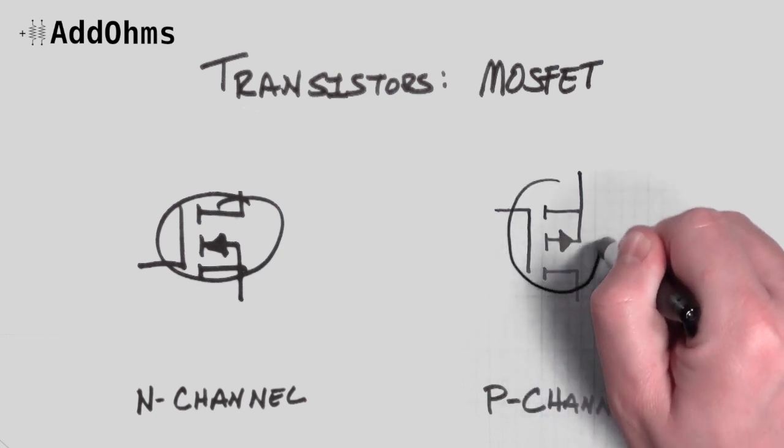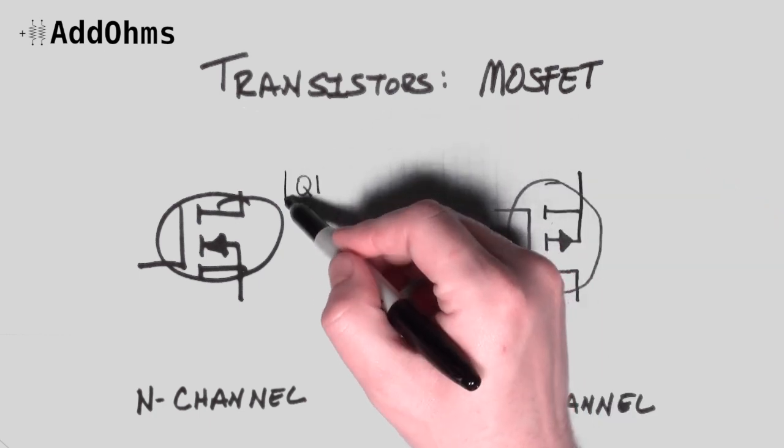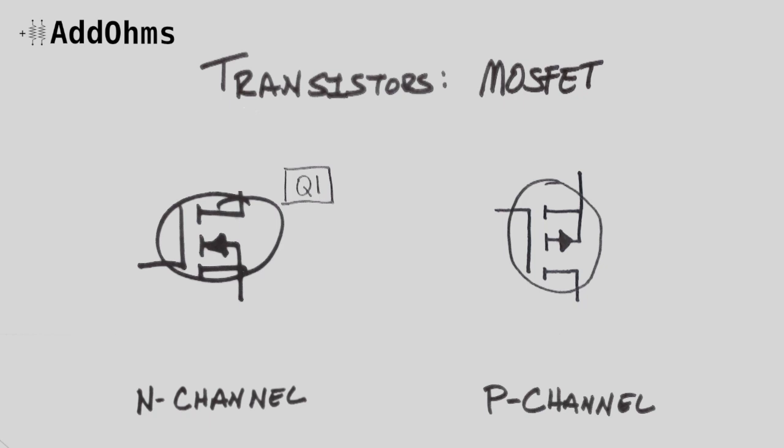And just like with BJTs, the designator is the alien from Star Trek, I mean the letter Q.